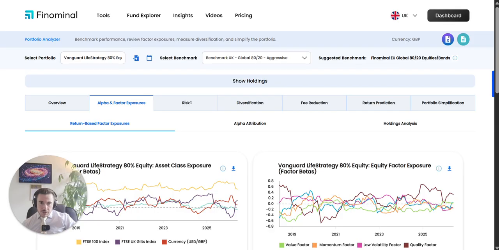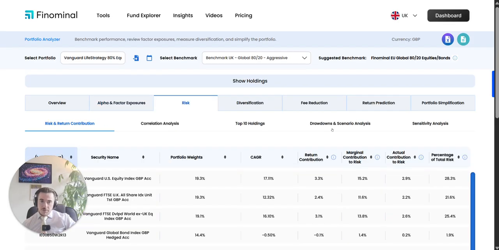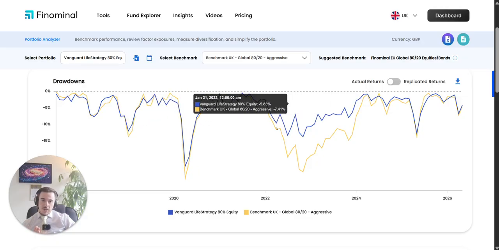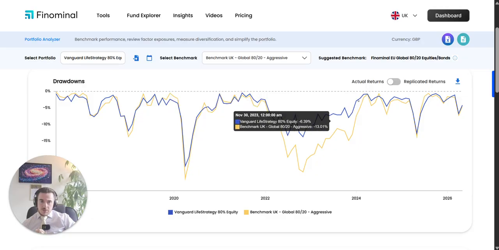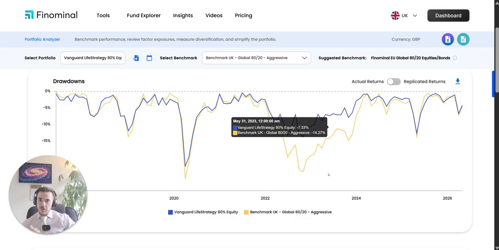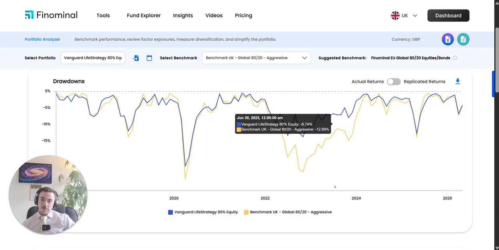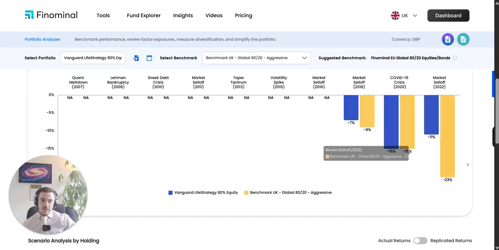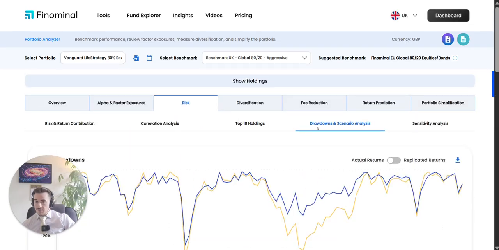We'll look to risk. Specifically, I'm going to go over to drawdown and scenario analysis, where, again, looking at the drawdowns against the benchmark, we can see they have been quite close tracking, but certainly between 2021 and 2024, we did see increased drawdown protection from this passive fund of funds portfolio against the benchmark. So certainly another positive to note, and we can also see the scenario analysis of those played out as well.